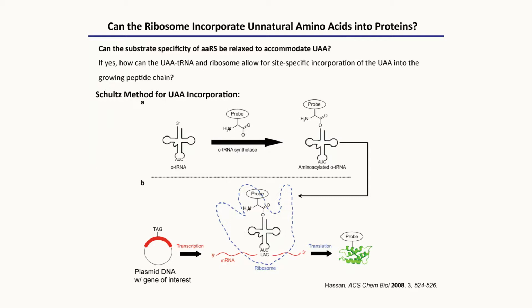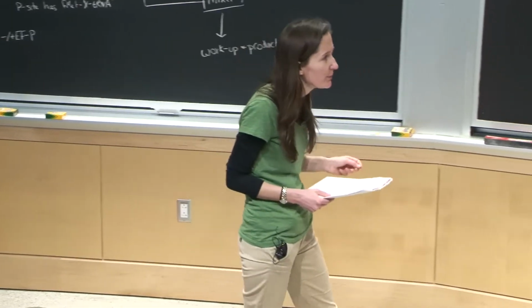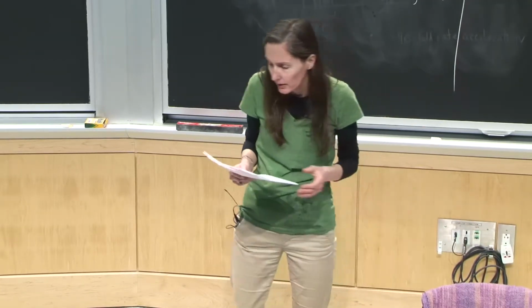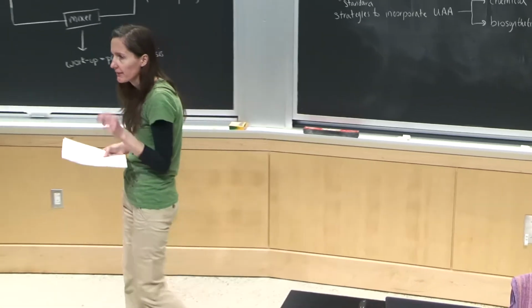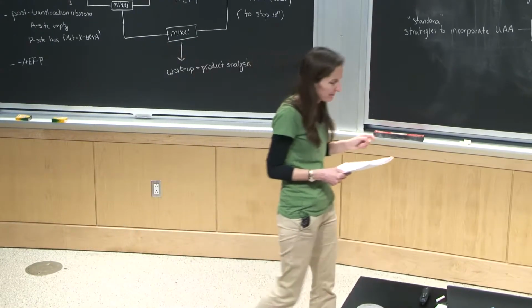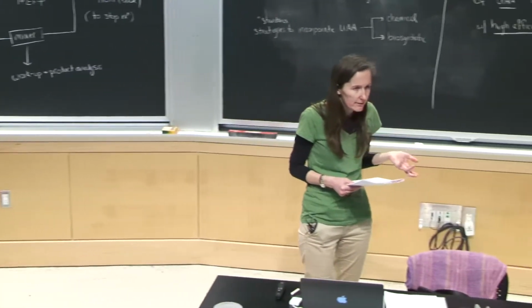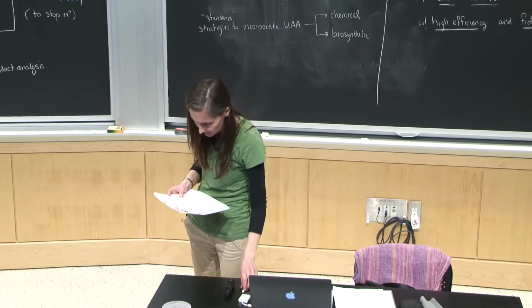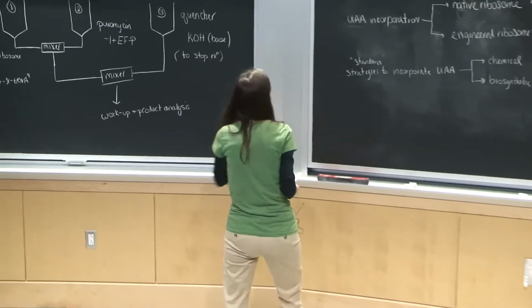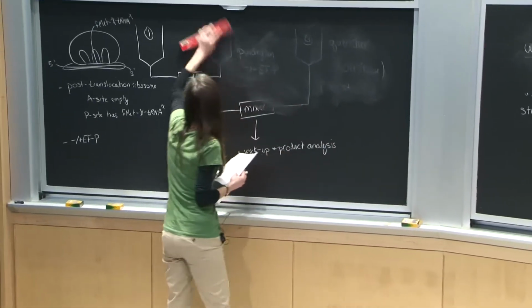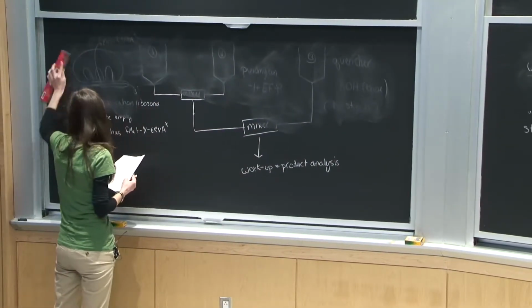So effectively, where we're going is that we need a general method. We want this method to be broadly useful, where we can genetically encode this unnatural amino acid and have it incorporated in response to a unique triplet codon here. So in thinking about that, what are the pieces that we need?